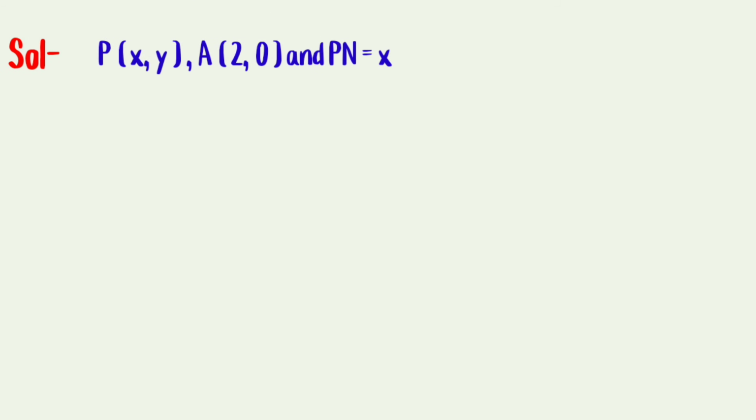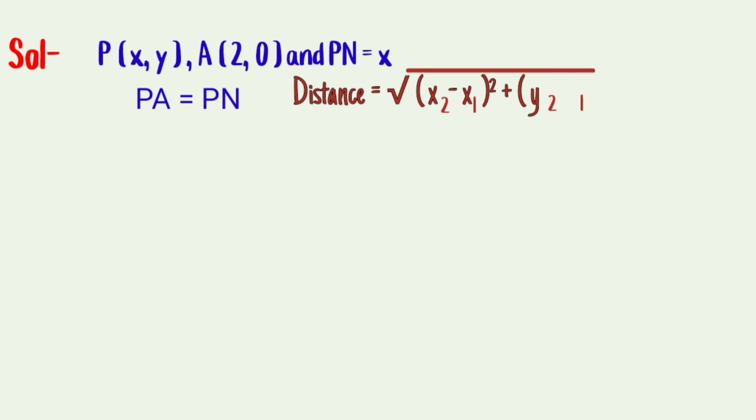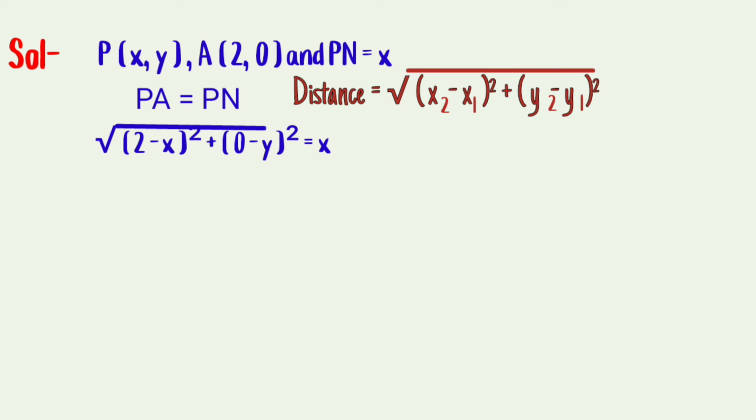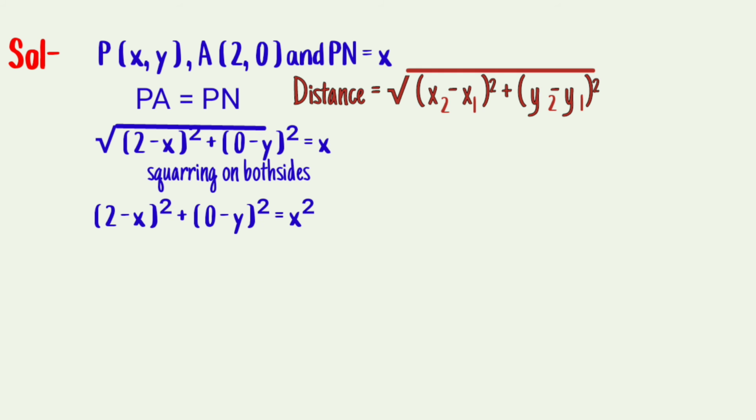So P(x, y), A is (2, 0), and PN is equal to x. So PA is equal to PN. The distance formula is the square root of (x2 minus x1) whole square plus (y2 minus y1) whole square. Substituting that, we get the square root of (2 minus x) whole square plus (0 minus y) whole square is equal to x. Squaring on both sides, the root gets cancelled. So (2 minus x) whole square plus (0 minus y) whole square is equal to x square.